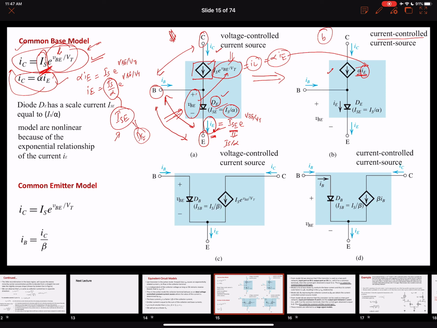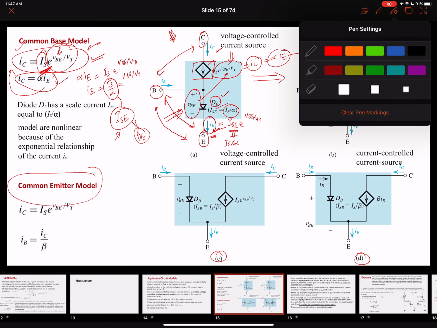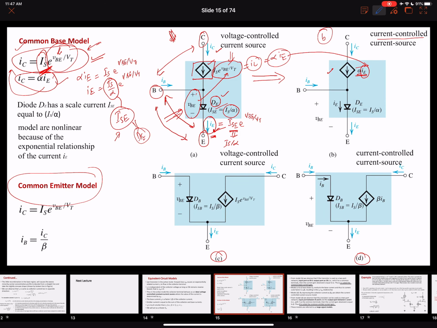Now let's look at another model, which is a common emitter model. These two models, C and D, are common emitter equivalent models. So what is the difference, or how did we end up reaching this model? Very quickly, the only thing that we did over here is, right, this is our base that is going in. So our base current is going in, our collector current is coming out over here, emitter current is coming out over here, collector current is going in over here. The only thing that we ended up doing is shifting this collector over here, right?